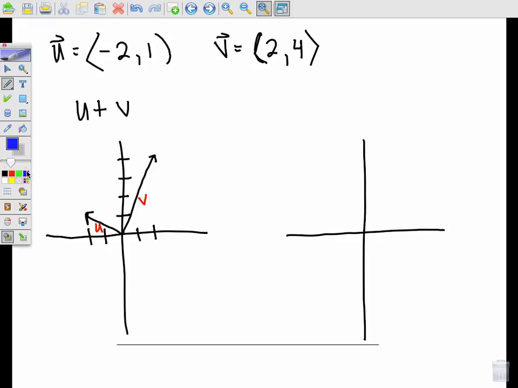Go ahead and label these vectors. This is u, this is v. Now the sum of the 2 vectors, it's found in 2 different ways.